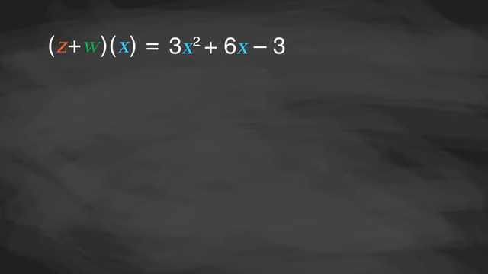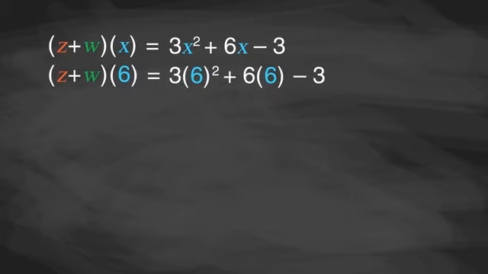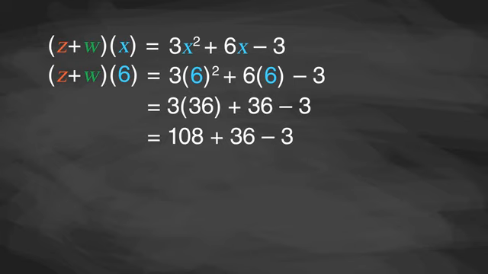The notation z plus w of x indicates that we still have a polynomial with a variable. Changing the notation to z plus w of 6 indicates that 6 is being substituted in for every x in the sum. That means replacing every x with a 6. Once 6 has been substituted in, use order of operations to simplify.